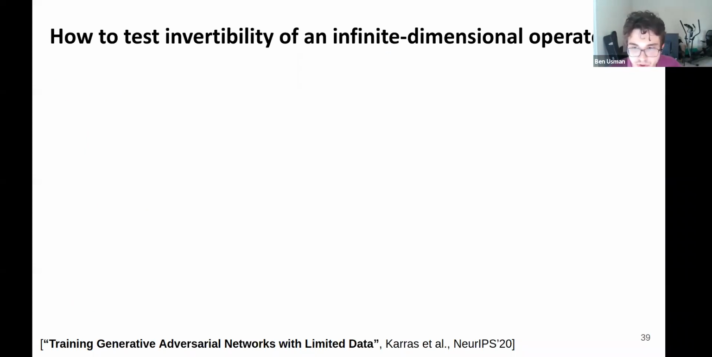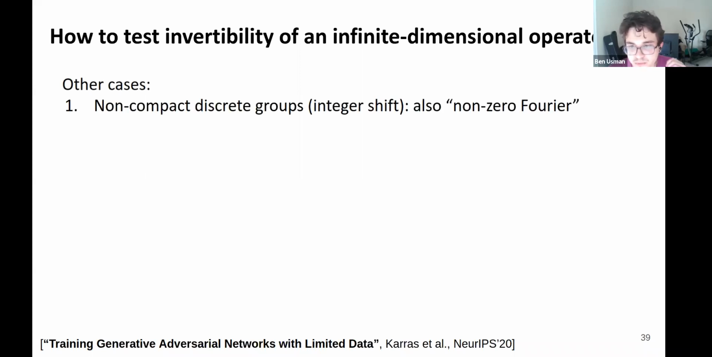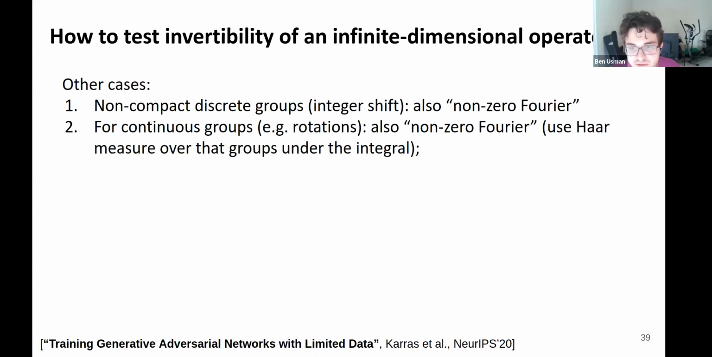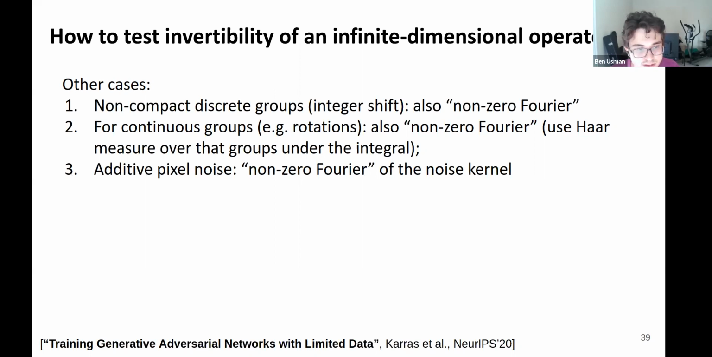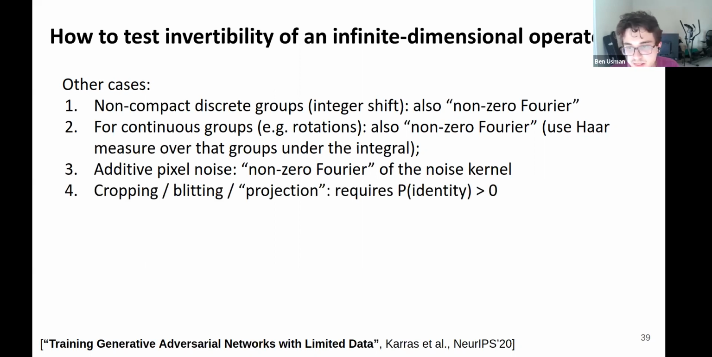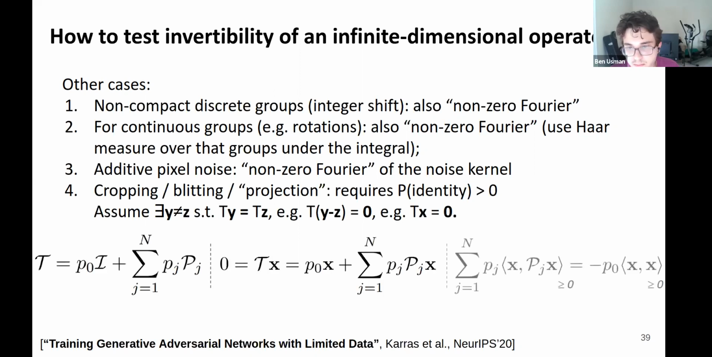The same logic about non-zero Fourier spectra applies to both non-compact groups of augmentations, such as integer shifts with zero padding, to continuous rotations and additive pixel noise. For cropping and bleeding, one can show that having a non-zero probability of keeping them as is also guarantees invertibility.